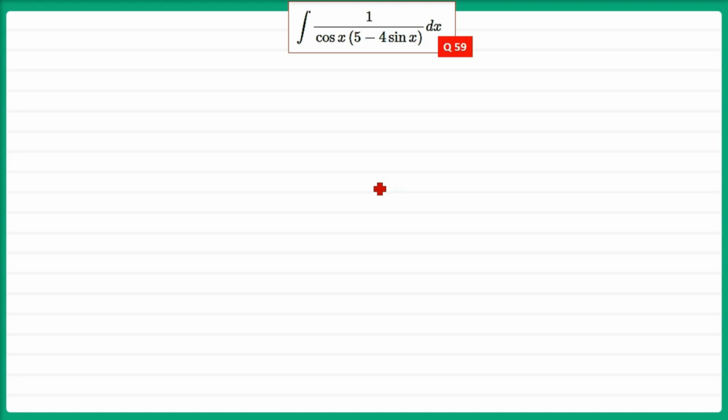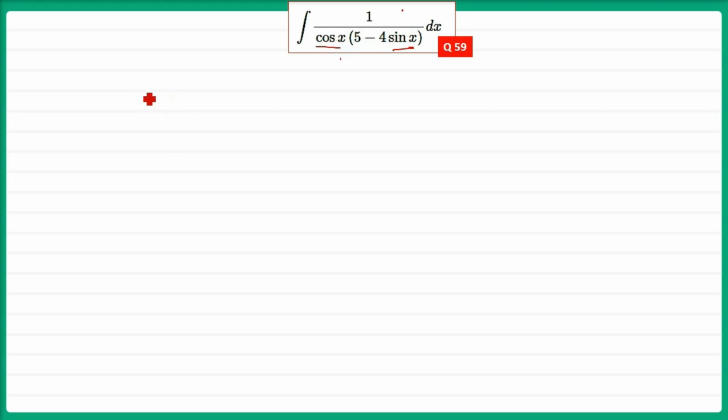Now, 1 by cos x into 5 minus 4 sin x. When you have the denominator all sine, or the denominator all cos, and you have a complementary value in the numerator, you can do that easily. You will just put one value and the differentiation will be the above value. But here cos x and sin x are different values, and you find them in the denominator. So in order to solve this, there is a different approach we are going to take.